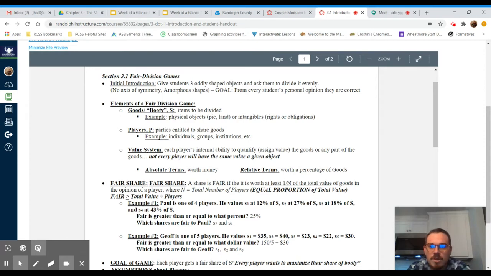So here are our elements for the fair division game. You can see them right here, right? Here are our elements of the fair division game.